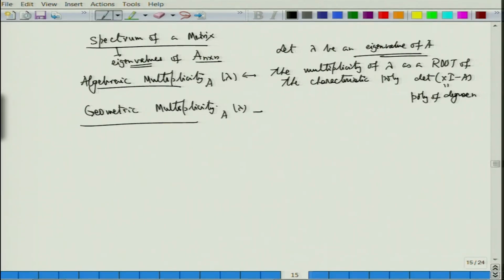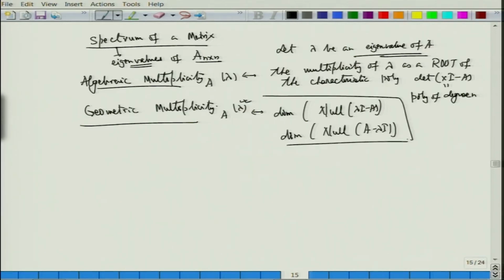And what is the geometric multiplicity? This corresponds to the dimension of the null space of lambda I minus A, or the same as the dimension of the null space of A minus lambda I, whichever you are comfortable with, you are supposed to look at this. So, geometric multiplicity is the dimension, fine. So, let us take an example to understand it so that I can proceed further.